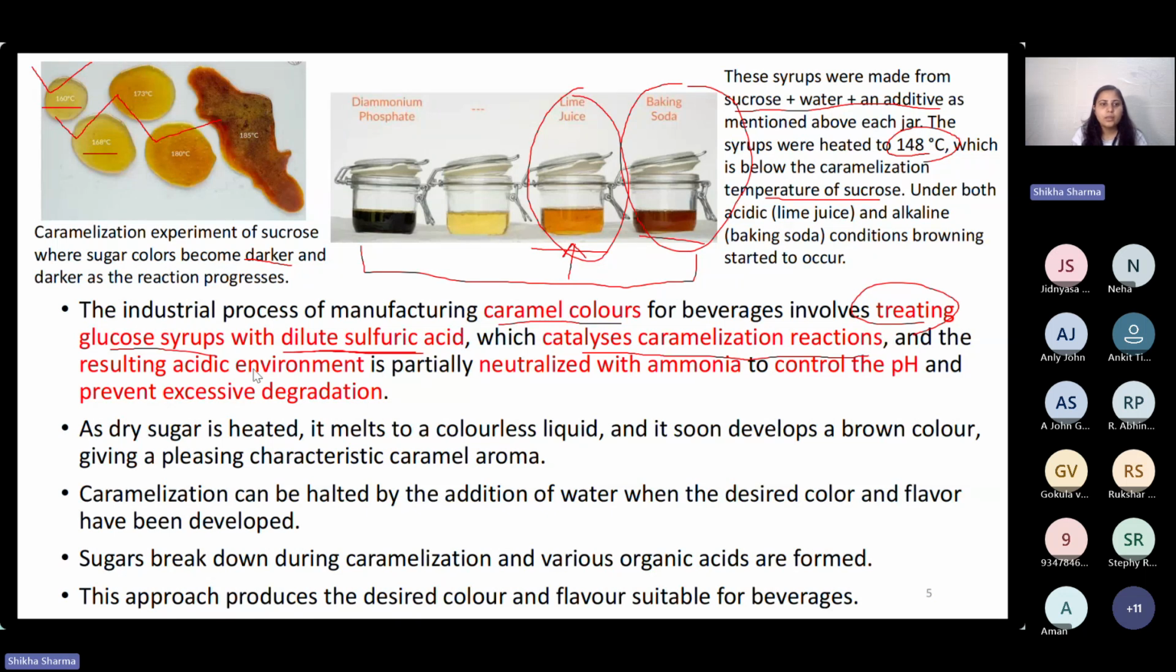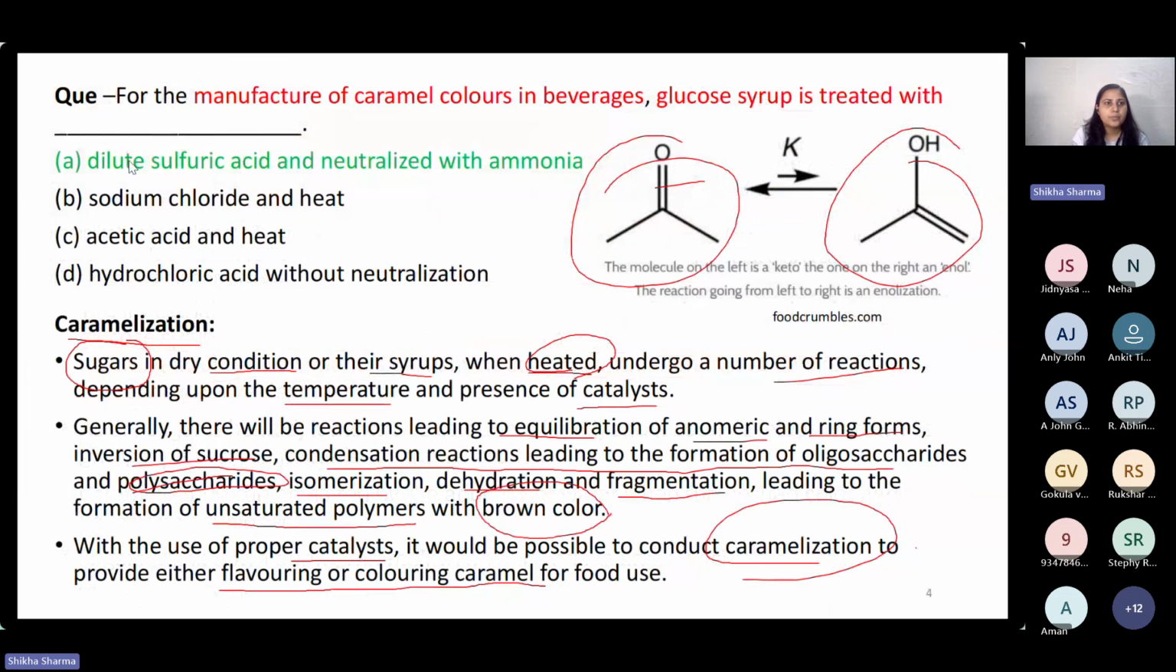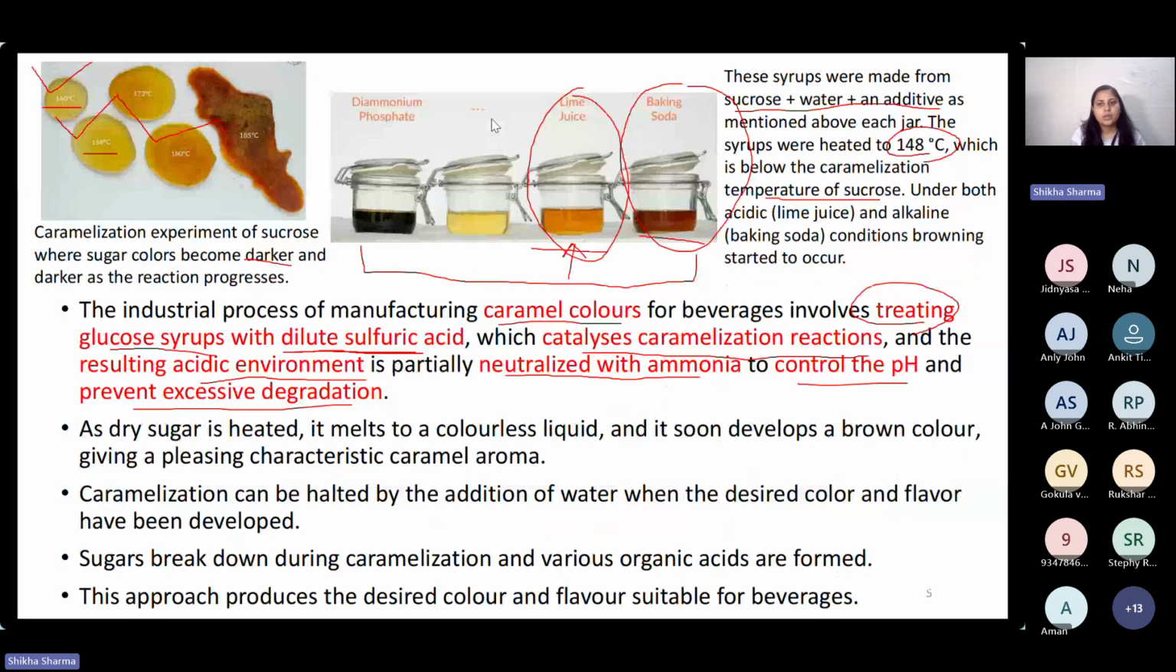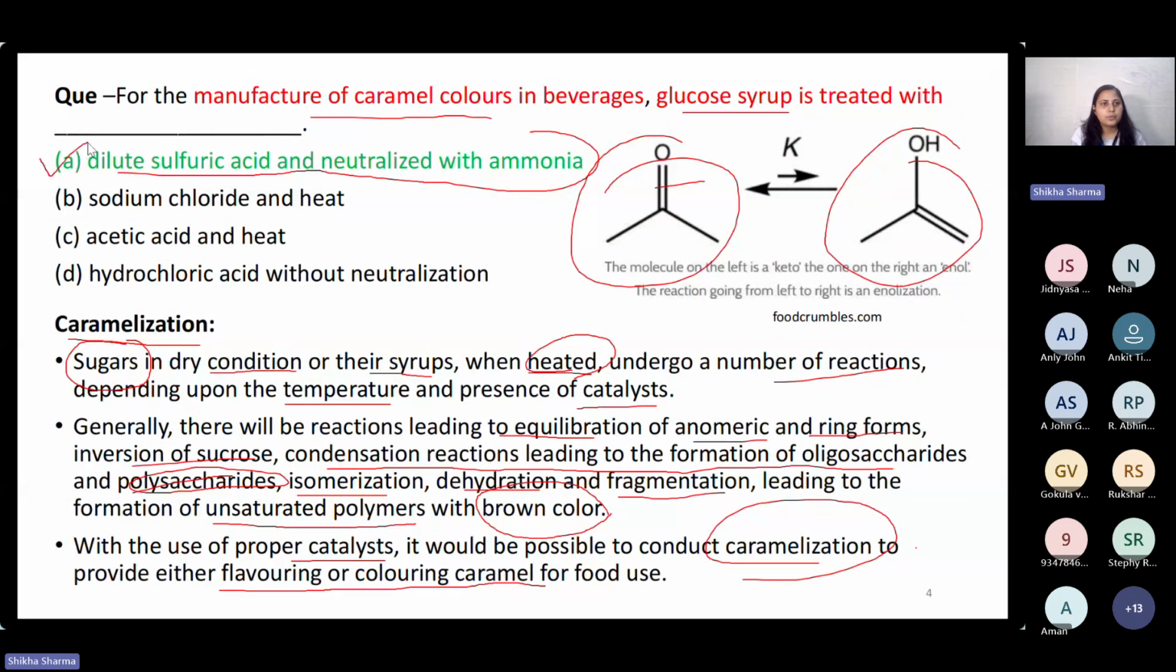And the resulting acidic environment is partially neutralized with the help of ammonia to control the pH and prevent excessive degradation, because if more acidic condition will be there, then more degradation will be there. So basically the pH is neutralized with the help of ammonia. So this question is saying that glucose syrup is treated with dilute sulfuric acid and neutralized with ammonia to get the caramel color in beverages in the industries. So this first option is correct here.